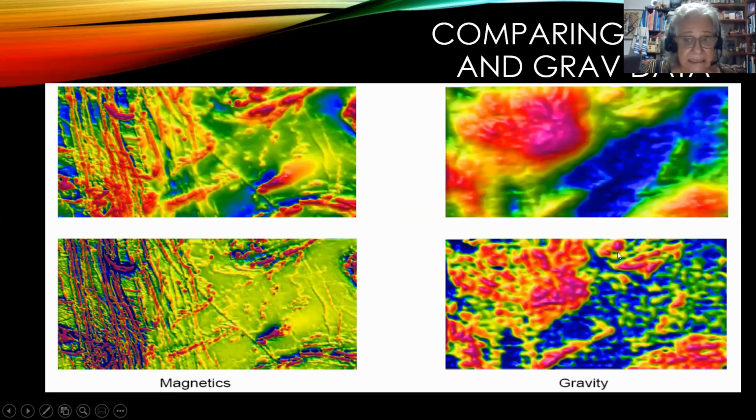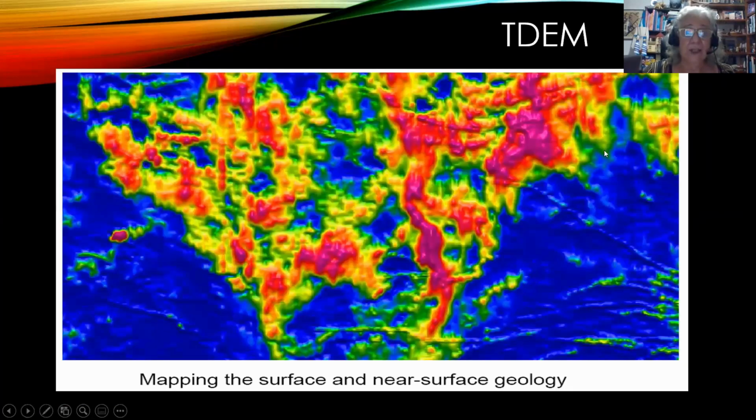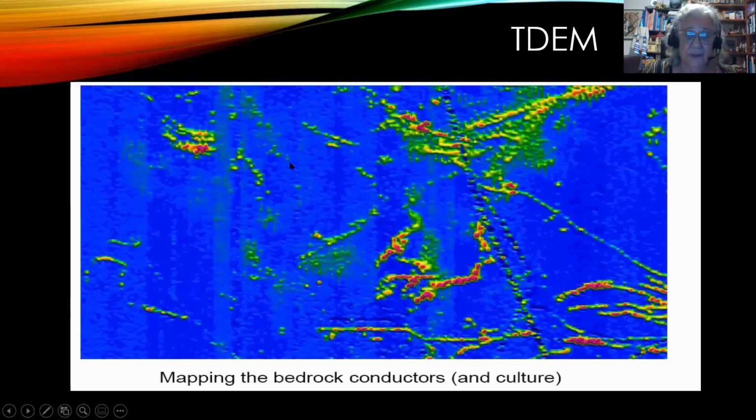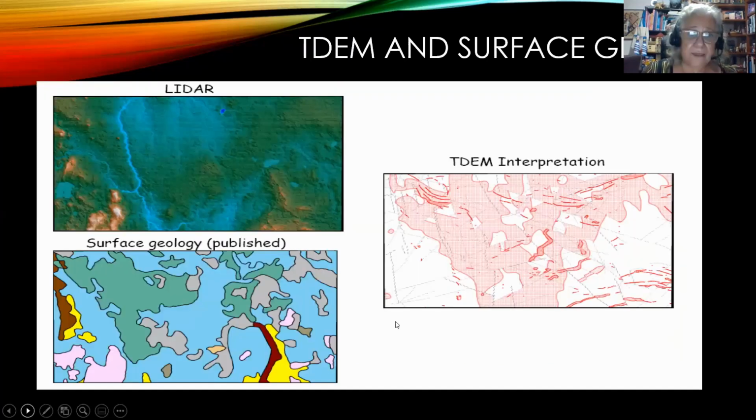This is the density contrast, this is the susceptibility contrast, and you can map the surface and near surface geology. When you use the time domain EM together with your data, you can map the bedrock conductor and also cultural conductors here.